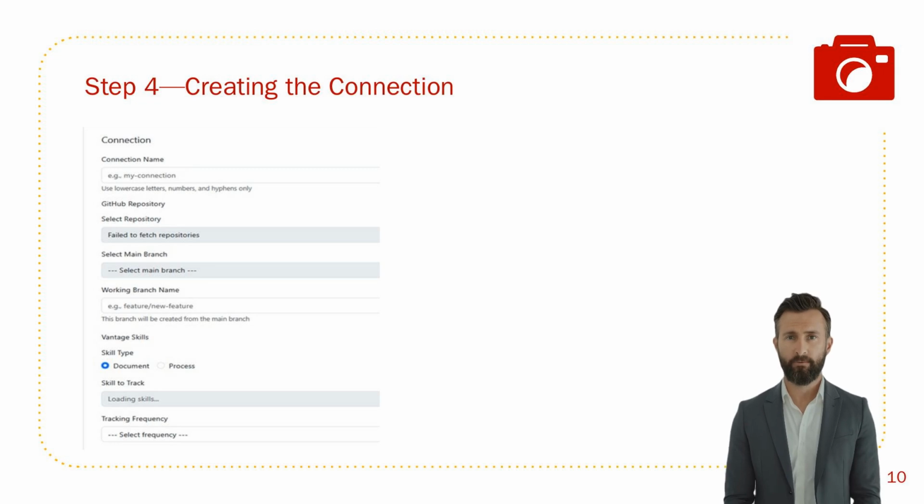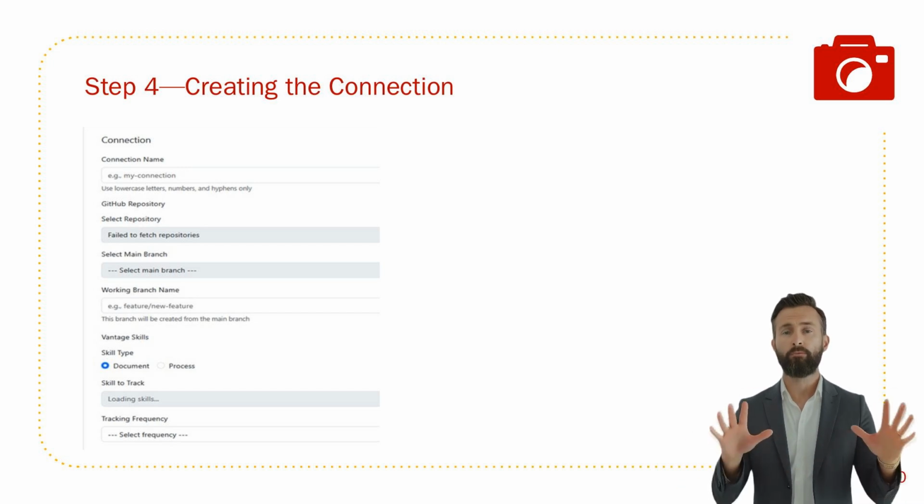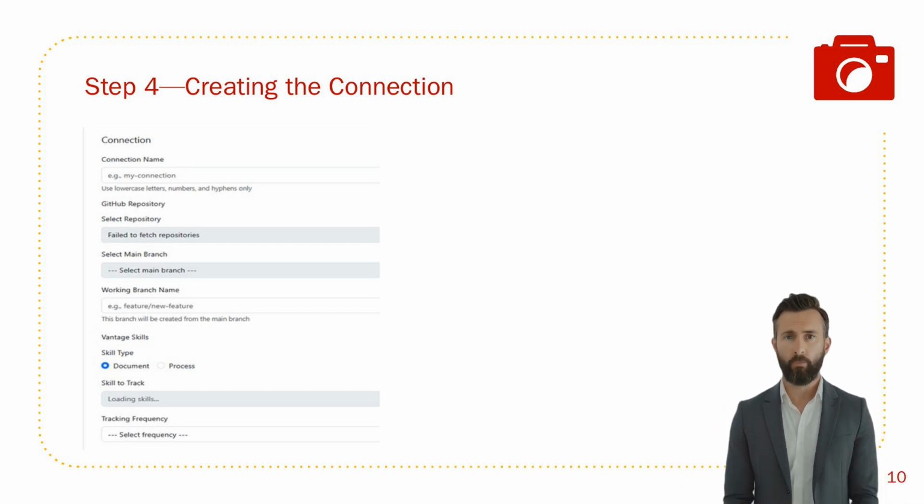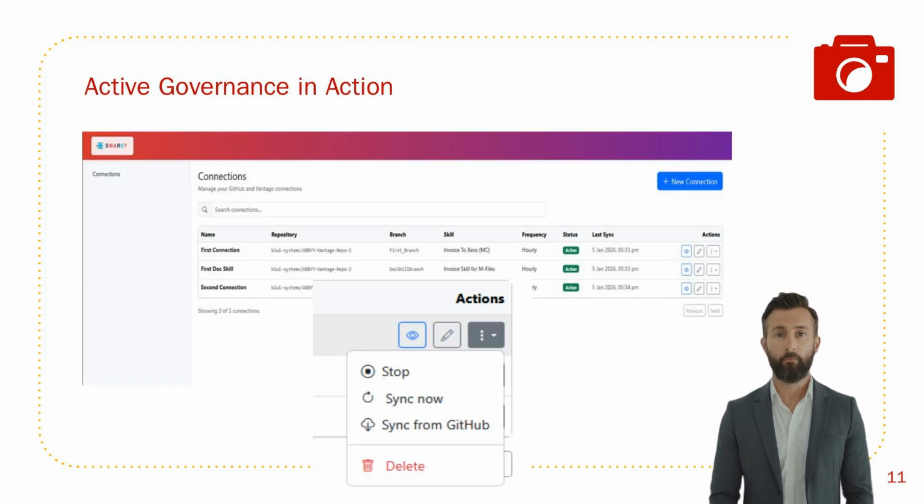In the SMarky dashboard, click New Connection. Select your GitHub repository, working branch, and Vantage skill you want to track. Set a tracking frequency to ensure your code repository is updated frequently. SMarky will now monitor your skill for any changes.